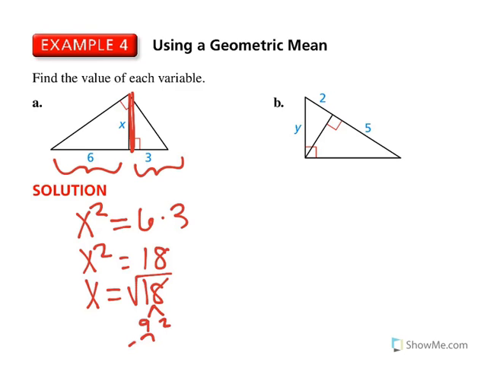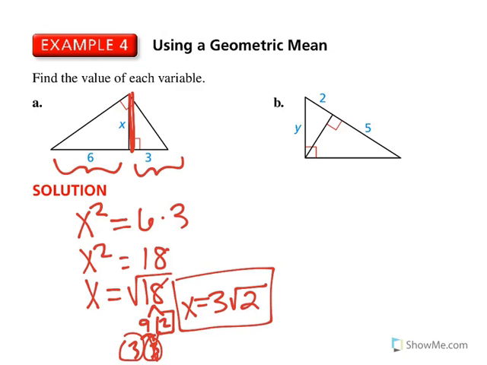9 and 2, 3 and 3. 3's are partners. So we have one that breaks out of jail, so 3 is left. One of them dies, so he's not written. And then we have this one guy who's still stuck in jail because he didn't have a partner. So this altitude is actually 3 times the square root of 2.